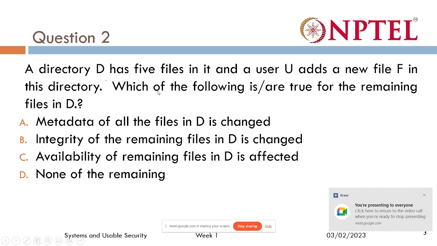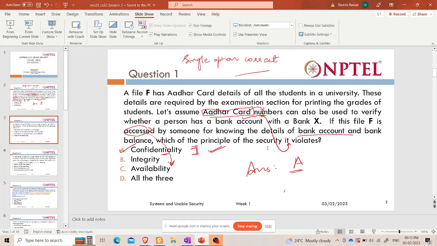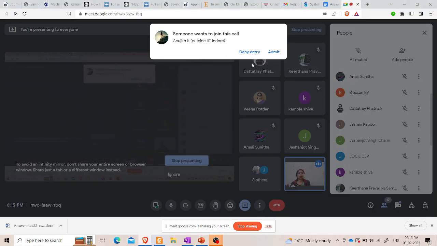So here it's like a directory D is having 5 files in it, and then another user U adds a new file F in this directory. So you have to mark the correct statement for the other files in D. Like if the addition of the new file will change the metadata of all the files, and what about their integrity and availability? Will they be affected or unaffected by the addition of a new file?